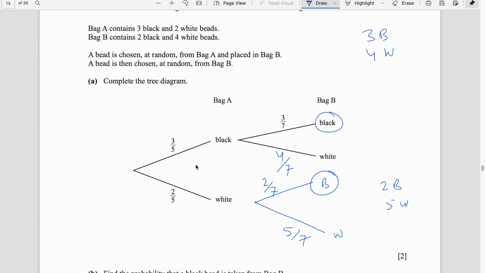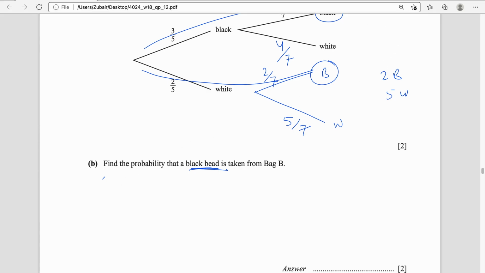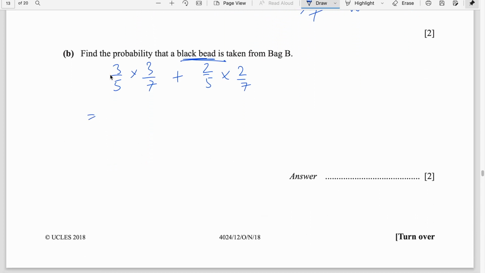Black from bag B are these two chains. So 1 and 2: 3 by 5 into 3 by 7, plus the other chain, 2 by 5 into 2 by 7. Simplify for the answer. 3 times 3 is 9, 7 times 5 is 35, 2 times 2 is 4, 35 again. Take the LCM. 9 plus 4 is 13 out of 35.